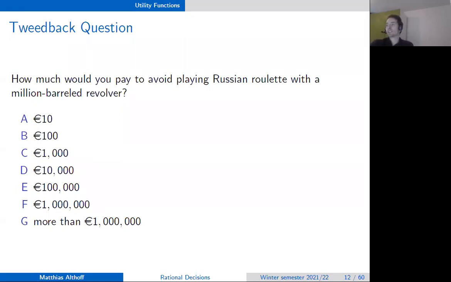Let's assume you have a 1 million barreled revolver. So there are 1 million slots with just one bullet. How much would you pay to not play this game? There are different amounts of money you could choose, starting from 10 euros up to more than 1 million. It would be great if you could show your preference, and of course, it's anonymous.